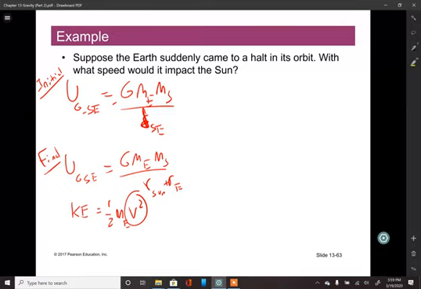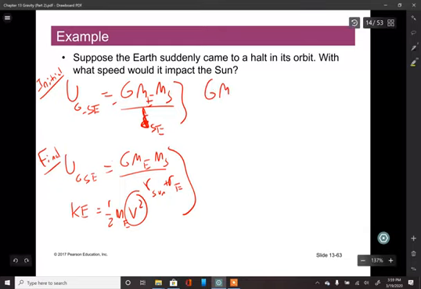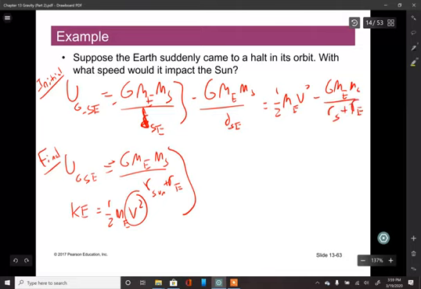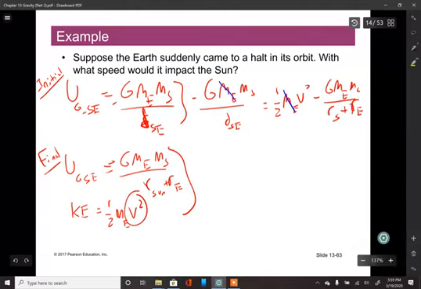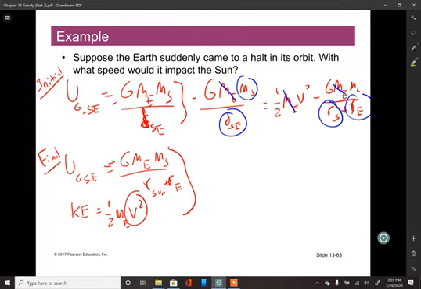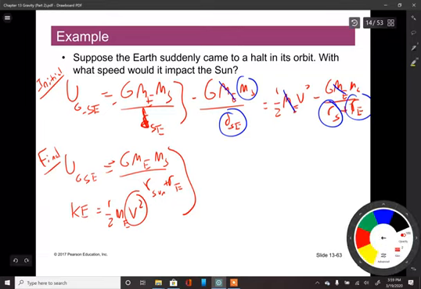And if energy is conserved, these two things must be equal. So we get, oops, I forgot a negative sign, negative G M_E M_sun over D sun Earth equals 1/2 M_E V squared minus G M_E M_sun over R sun plus R Earth. Notice one handy thing about this is that you don't need the mass of the Earth, that will cancel. The mass of the sun, the distance from the sun to the Earth, the radius of the sun and the radius of the Earth are all constants that you would either be given or should look up in your book, in that table that I had in an earlier slide.